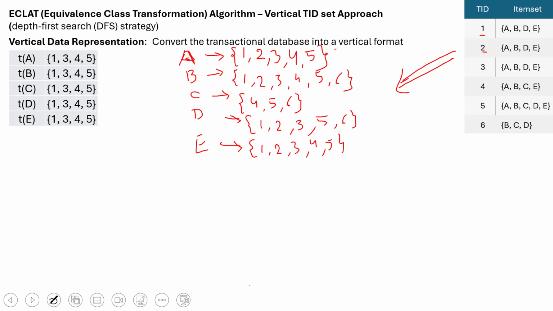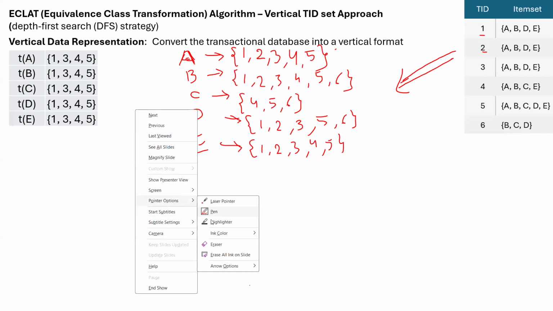Now using this vertical format, this is a breadth first strategy. The ECLAT algorithm is a depth first strategy, whereas Apriori is a breadth first strategy. When I say depth first strategy, what it actually means is that the next step is to generate the lattice of these combinations, right? When I say lattice, how do I actually generate that? This is how it looks.